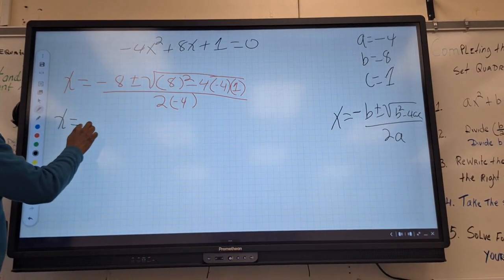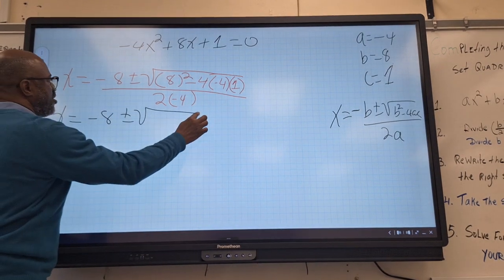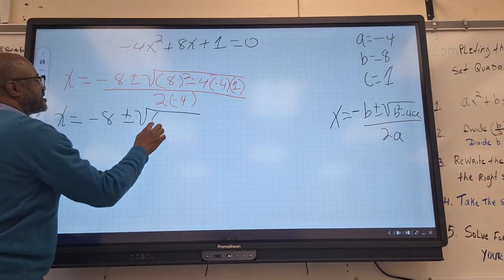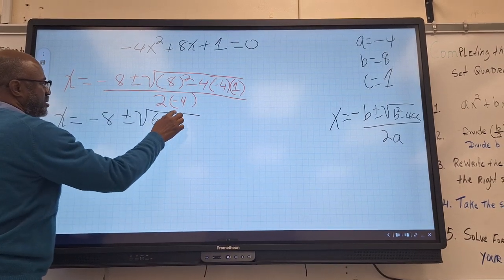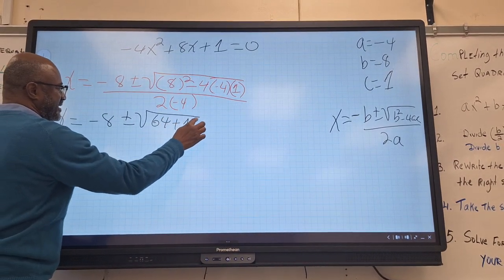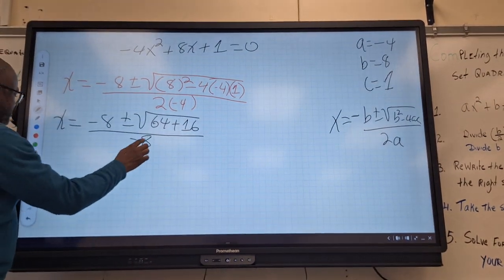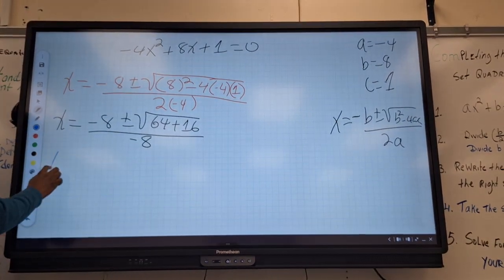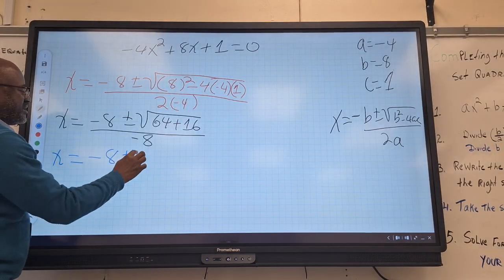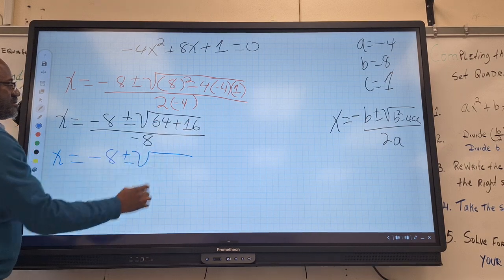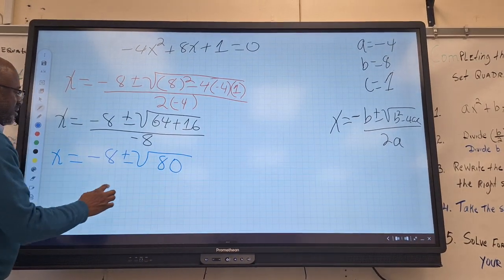X equals negative 8 plus or minus the root of 64. Negative 4 times negative 4 times 1 becomes positive 16, over negative 8. Next, x equals negative 8 plus or minus, working inside the square root, that will give you 80, over negative 8.